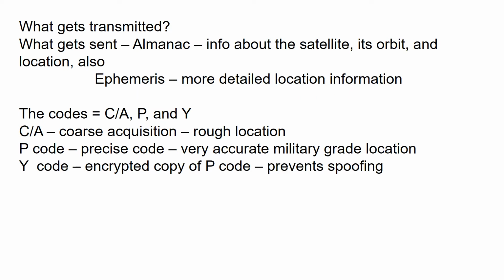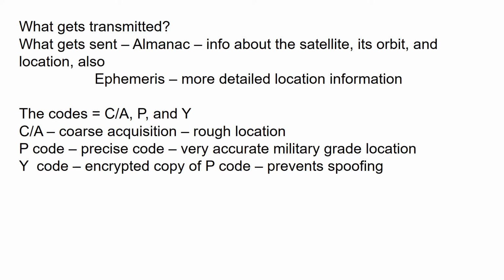What gets transmitted? Something called the almanac. It's the information about the satellite, its orbit, and its location. And there's the ephemeris, which is more detailed information. Ultimately it comes down to the codes, the CA, the P, and the Y. CA is coarse acquisition. This is a rough location. P code is the precise code. That's the very accurate, military-grade location.